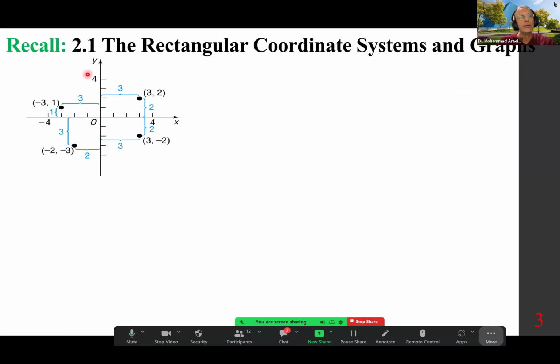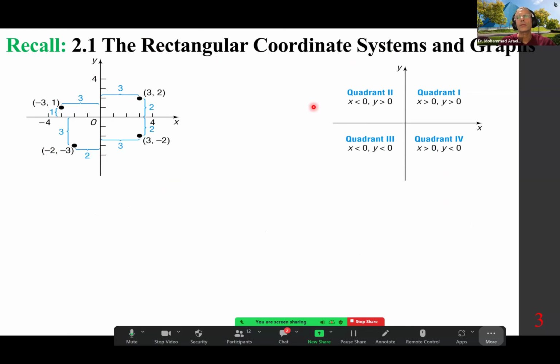This is a rectangular coordinate system, also known as a Cartesian coordinate system. We cut it into four parts known as quadrants. Obviously, in the first quadrant, everything is positive, x and y. Second one, x is negative. Third one, both of them are negative. And fourth one, only y is negative.